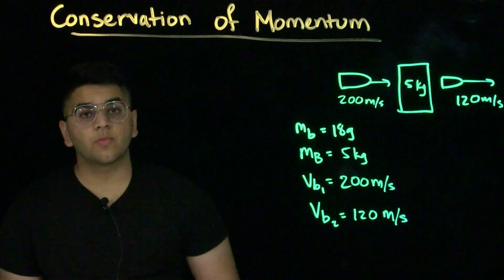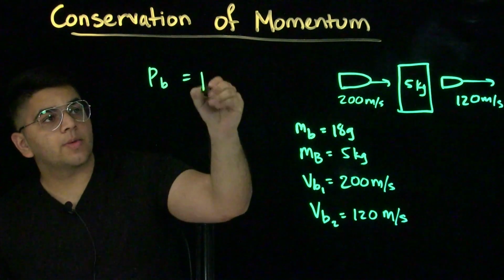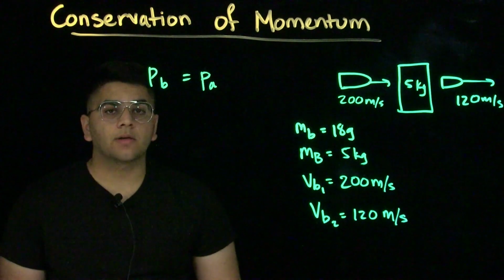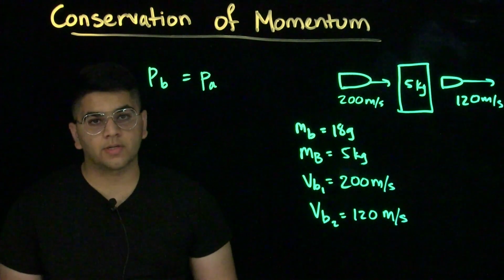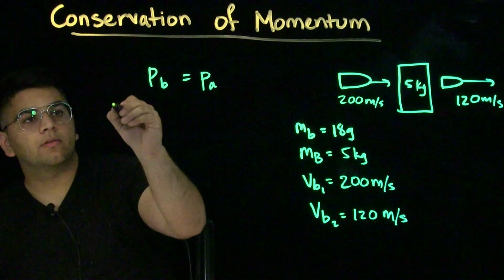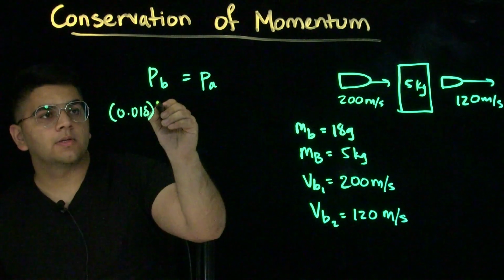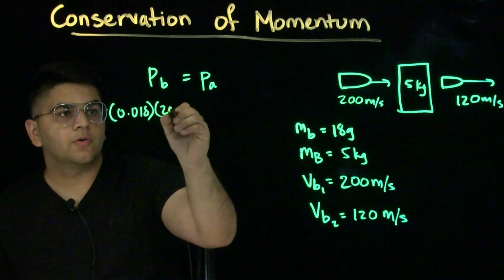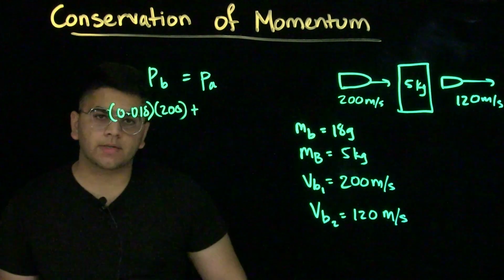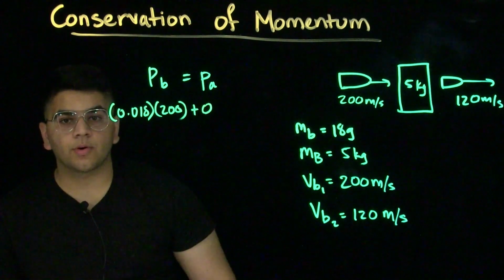By conservation of momentum, we know that the momentum before the collision must equal the momentum after the collision. So, before the bullet hits the block, what are the momentums of the two objects? We know the momentum of the bullet will be the mass of the bullet, which is 18 grams, times the velocity of the bullet, which is 200 meters per second, plus the momentum of our box. But the box is stationary, so the momentum of the box will be 0.